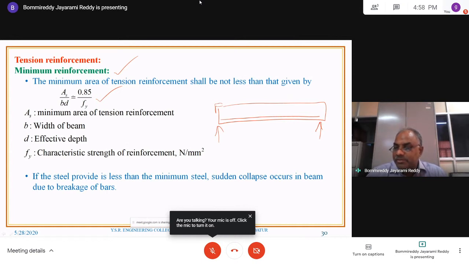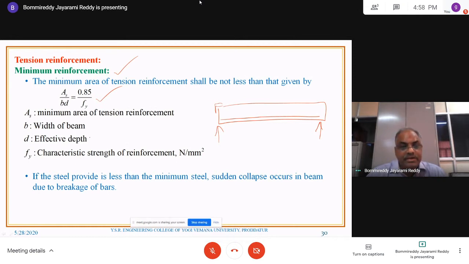As is the minimum area of the tension reinforcement, b is the width of the beam, d is the effective depth of the beam, and fy is the characteristic strength of steel. All parameters are known. Sometimes the question may ask what is the minimum area of the steel reinforcement, or sometimes what is the minimum percentage of steel reinforcement.